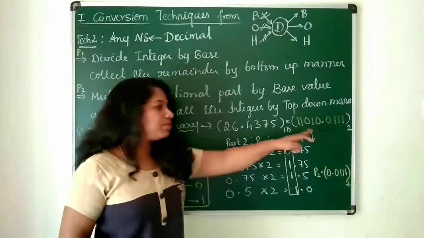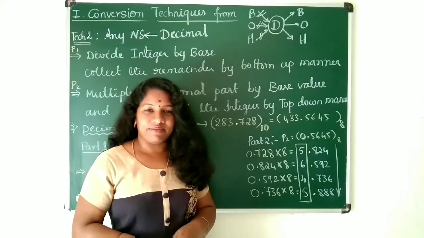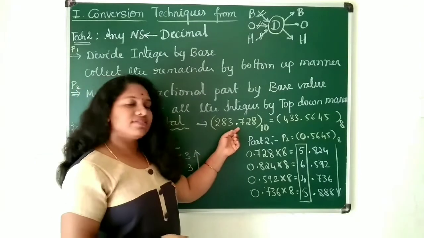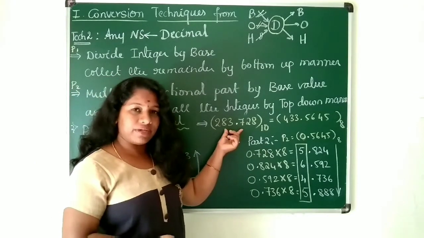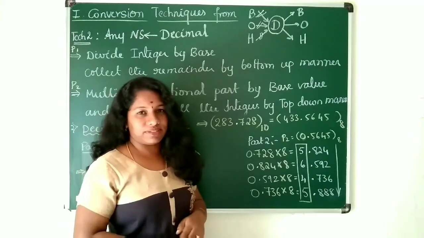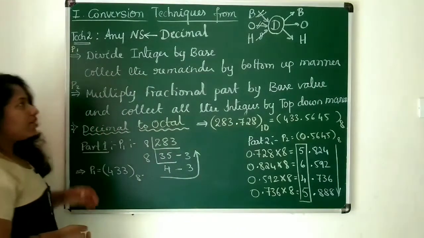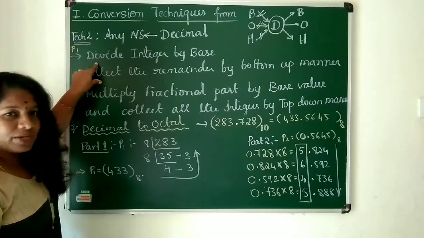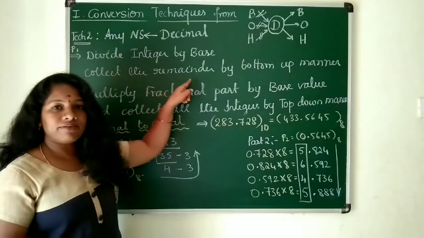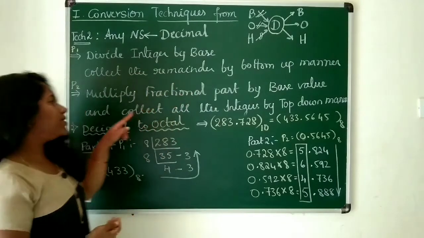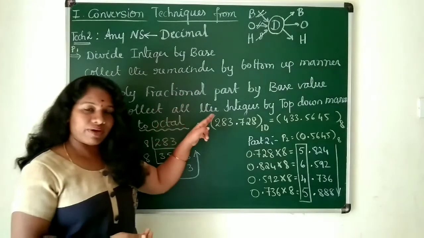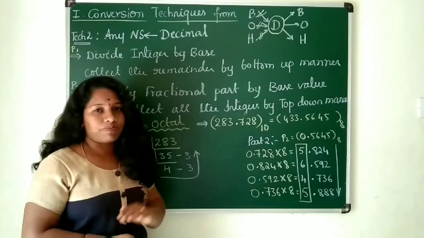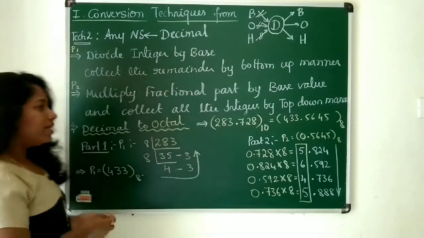Convert decimal number system to octal number system. Here I have taken 283.728 as a decimal number. I need to convert this into octal number system. So we need to remember these two hints. The integer part is divided by the base value and the answer is taken from bottom up manner, and then the fractional part is multiplied by the base value and the integer part of all the answers will be taken from top to bottom manner. So now let us take the integer part here, 283.